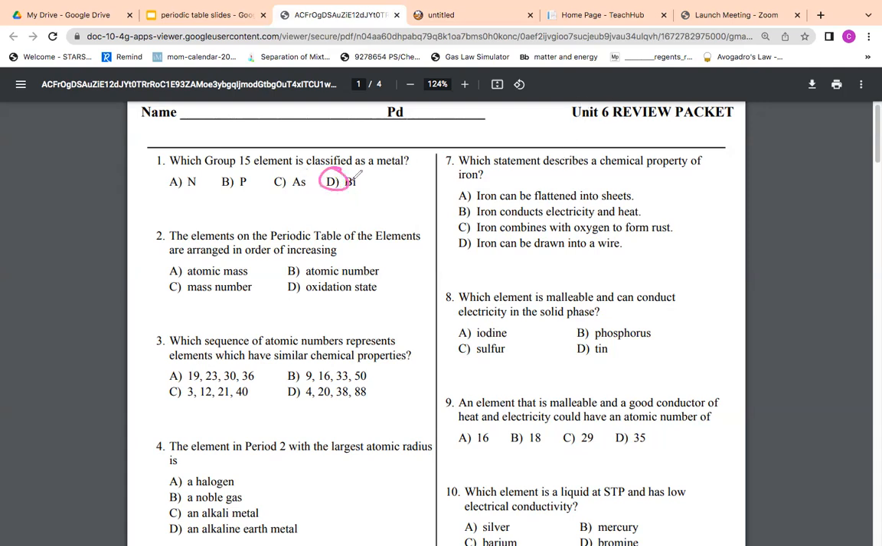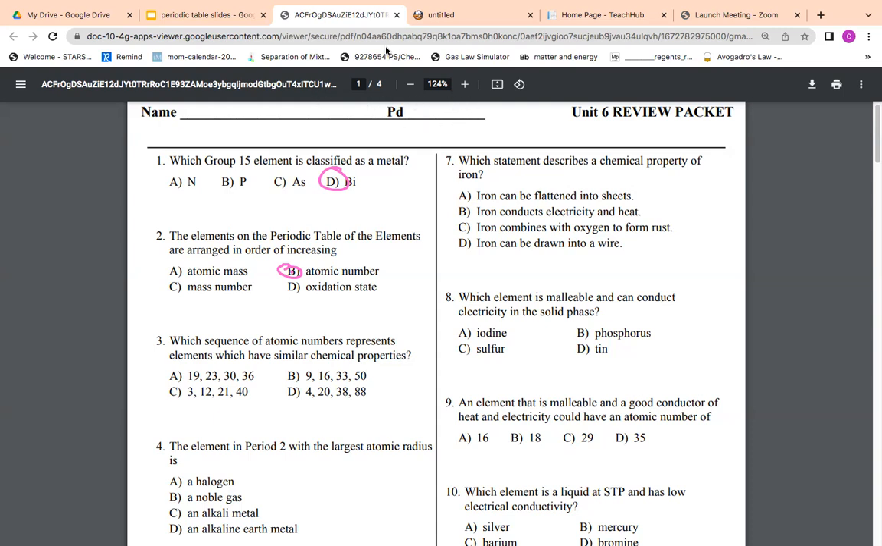Pink. Okay, next one. Number 2, elements on the periodic table of the elements are arranged in order of increasing. This is just a memorization thing. Atomic number. This was figured out by Henry Moseley. Okay, first was Mendeleev. He came up with the periodic table. He organized it, but he organized it a little wrong. He organized it according to atomic mass.